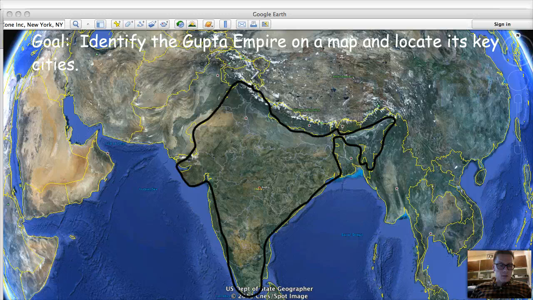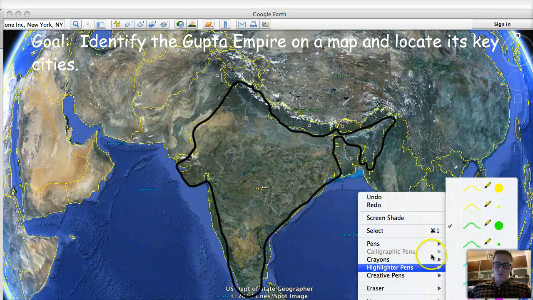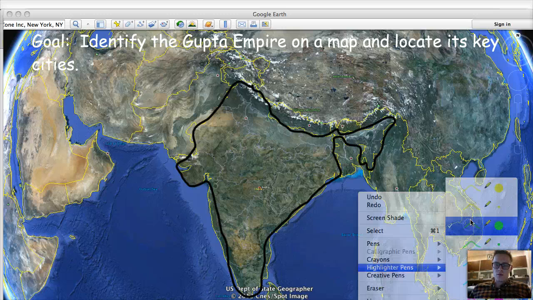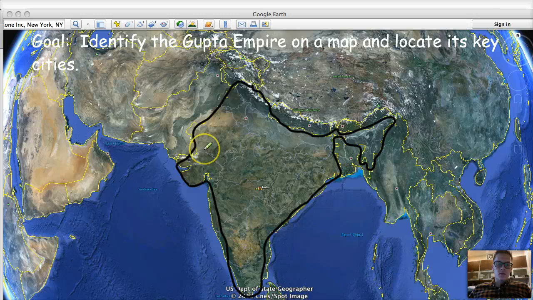But if you notice, that's not what we're doing for the goal. The goal was to identify the Gupta Empire. So let's take a look at where the Gupta Empire would be, and let's use a green highlighter for that. Now the Gupta Empire actually spread from the Indus River all across northern India. Not on the Western Ghats, and not at the Deccan Plateau. Deccan Plateau was too dry, and the Western Ghats probably too tall. Alright, so let's shade in right here.